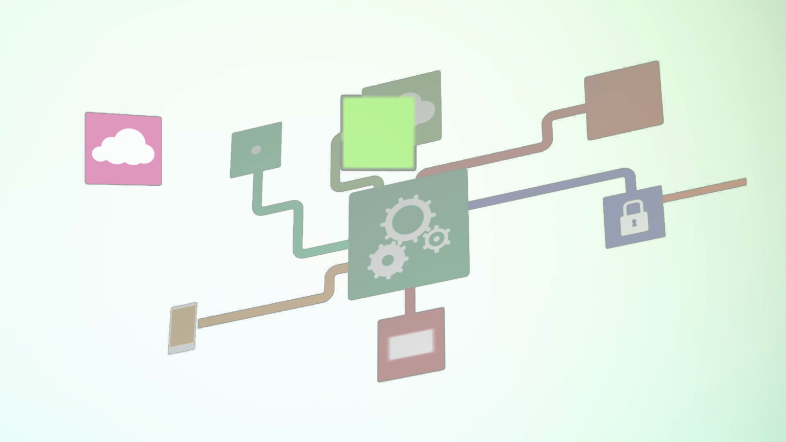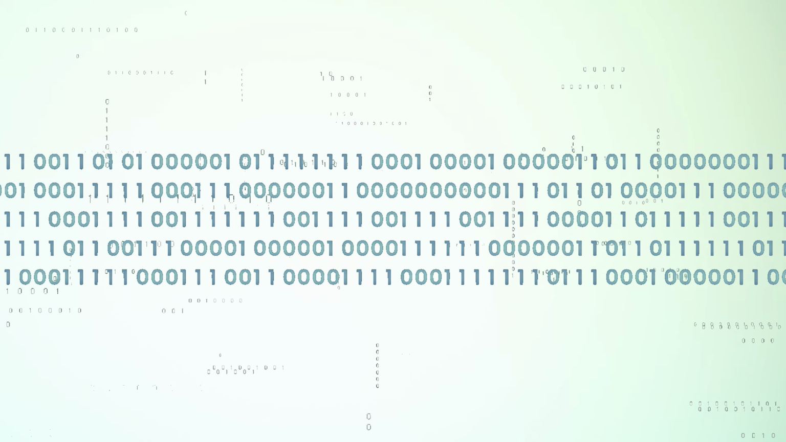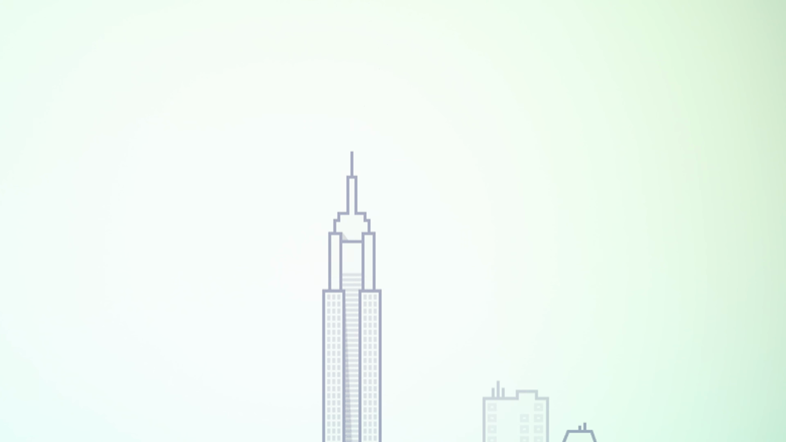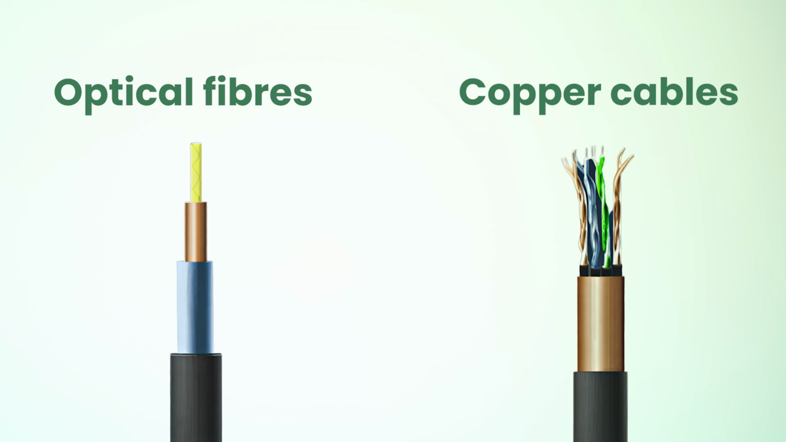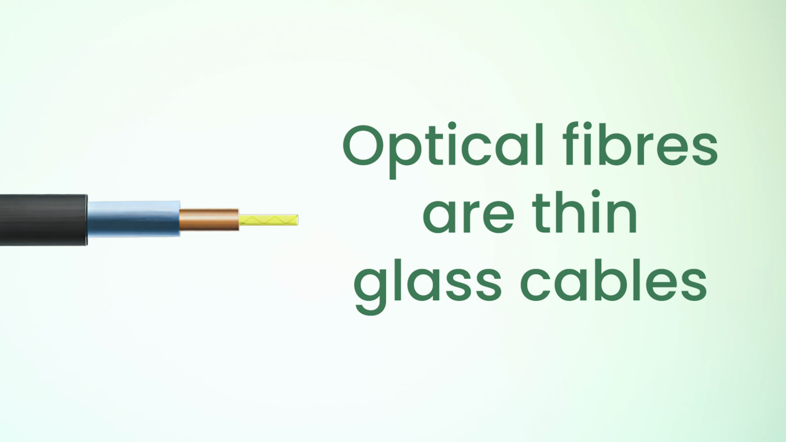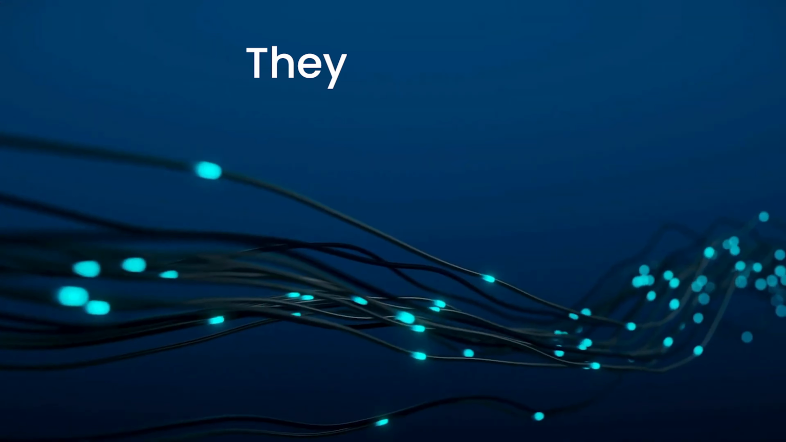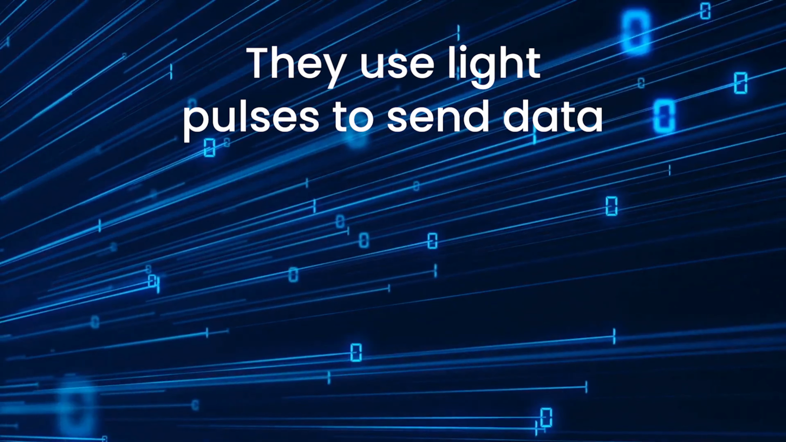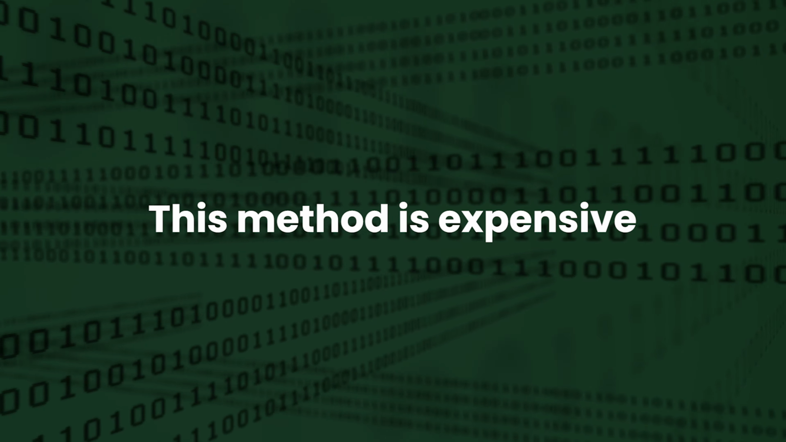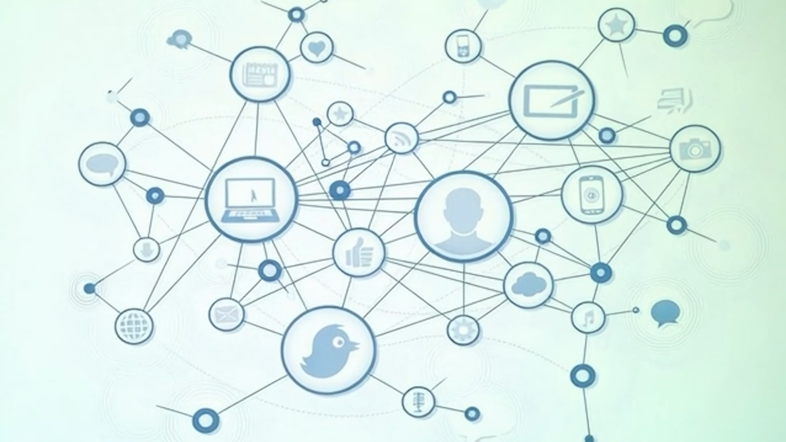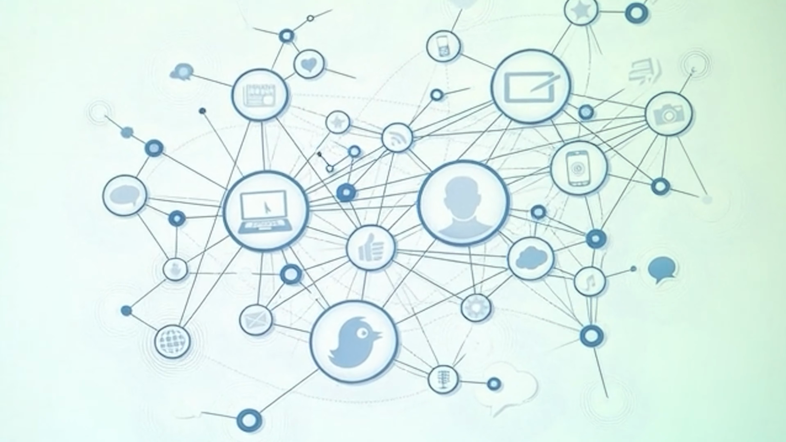How data moves on the Internet. All data is basically in the form of ones and zeros. To move this data between cities and countries, the Internet uses two main types of cables, optical fiber and copper. Optical fibers are thin glass cables. They use light pulses to send data. Light turns on and off very fast, representing zeros and ones. This method is expensive, but can travel long distances without losing signal.